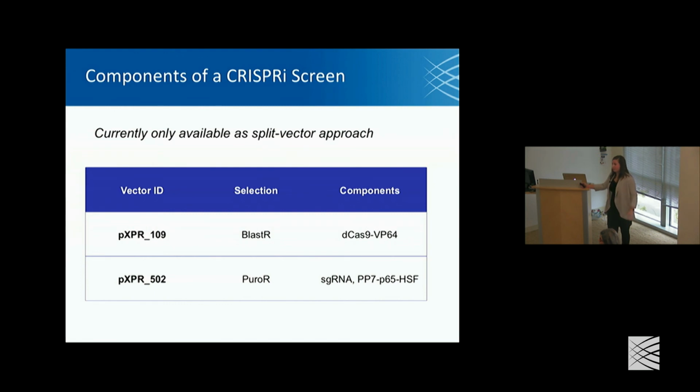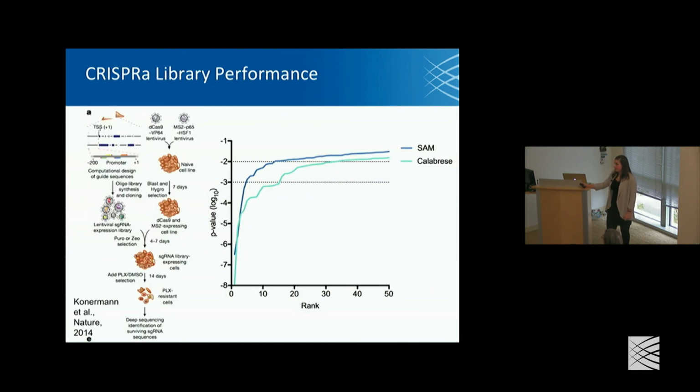Also, similar to CRISPRi, you infect cells with your dCas9 VP64, establish that line, and then your guide RNA comes in a separate vector. However, this one has the additional transcriptional activators, the PP7, P65 HSF. So we repeated the same vemurafenib resistance screen that Konermann did, and when we compared Calabrese to the SAM library, you see at certain p-value cutoffs, we have more genes scoring, which was a nice validation.